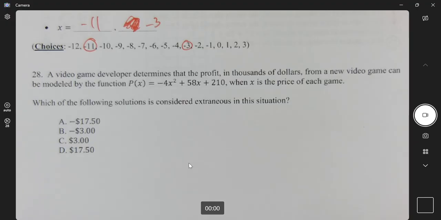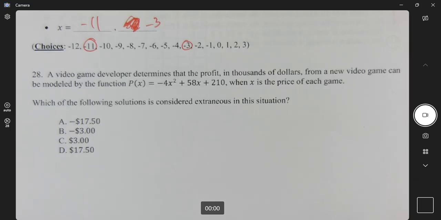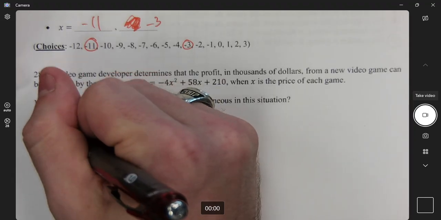The question says which one is extraneous. Extraneous meaning something that doesn't make any sense. Well, what doesn't make any sense is a game costing a negative amount of money. -3 is definitely our extraneous result.